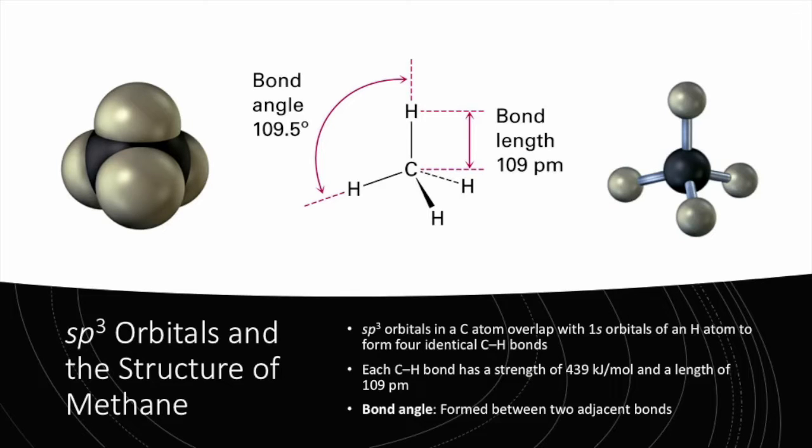Here's another representation. So the sp3 orbitals in a carbon atom overlap with the 1s orbitals of an H atom. So this is a 1s orbital, and then there's an sp3 orbital from the carbon overlapping with that. So we could think of this carbon having 4 sp3 orbitals, and each of those hydrogens just have a 1s orbital. And then each CH bond has a strength of 439 kilojoules per mole and a length of 109 picometers. The bond angle, which is defined by this angle, it's defined with 3 atoms in a plane, is 109.5.